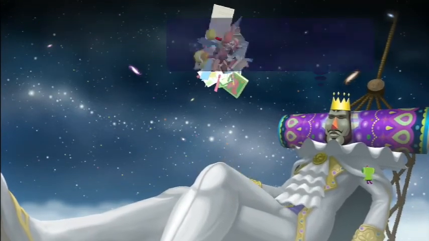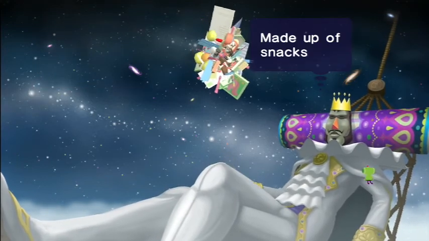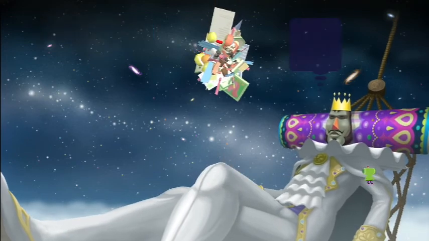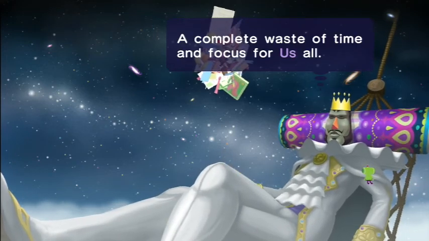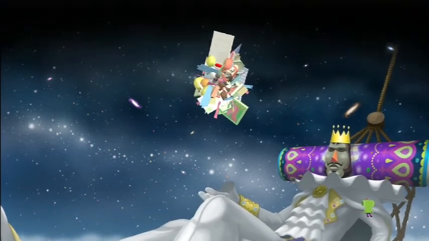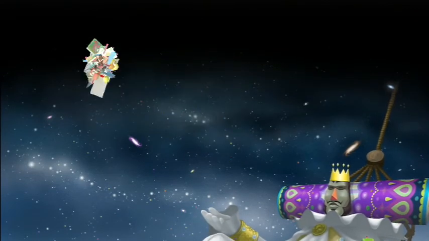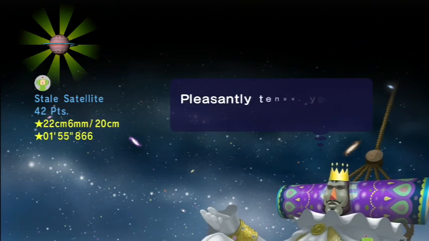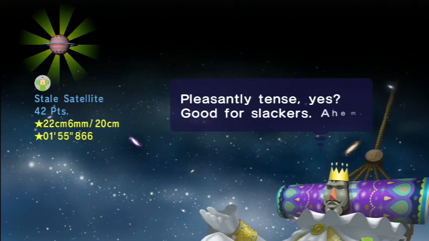So let's see how big we got. 22. Oh, it's 22 centimeters. There we go. A little high, but let's see if it's close enough. 42 points. Okay, 42. But it's good enough as long as it's not like 0 or negative. What was it supposed to be? It's supposed to be 20 centimeters. And I got 22, so I got slightly higher. That's not bad. 22 centimeters.